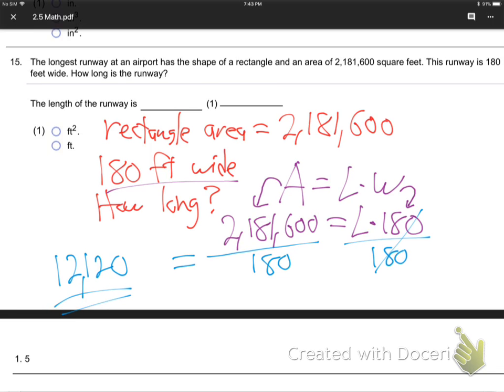All right, we all good there? Yeah. All right. So you can just divide. I probably made more of that problem than I needed to. So you can just divide.